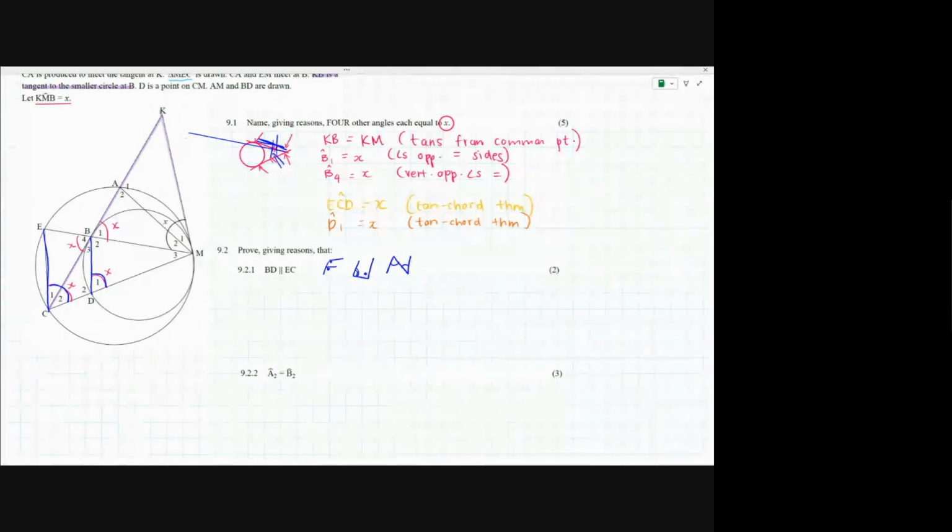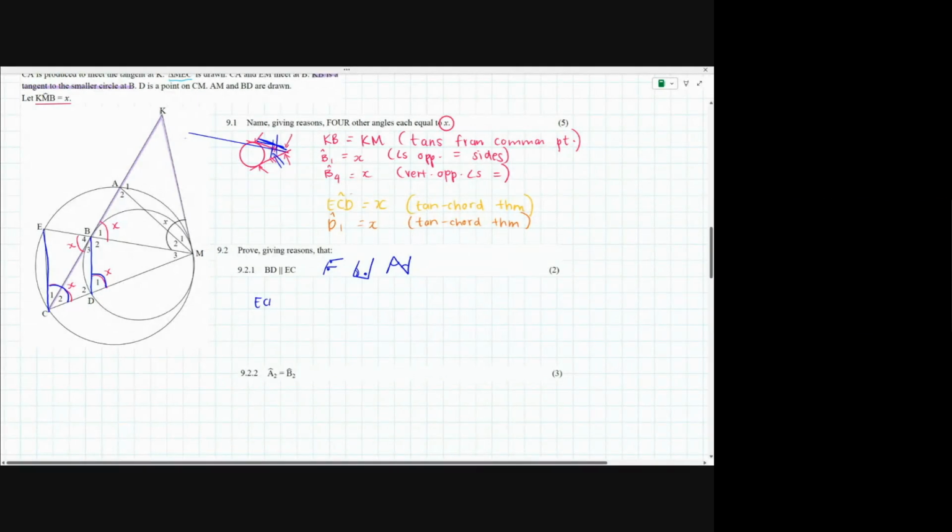Again, 2 marks, so it shouldn't necessarily be a huge amount of working out. So we know that angle ECD is equal to X. We know because we've proven it. Remember, if you've proven something already, you don't have to reprove it. We also know that D1 is equal to X. And so they are then equal to each other because they're both equal to X. And if ECD is equal to D1, that means that BD is parallel to EC because corresponding angles are equal.